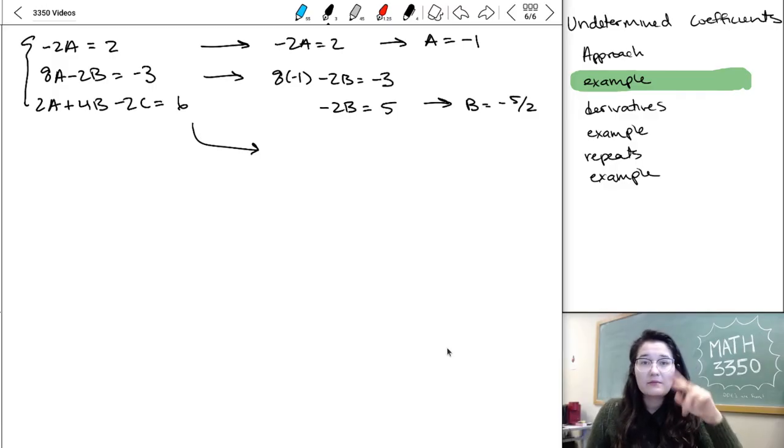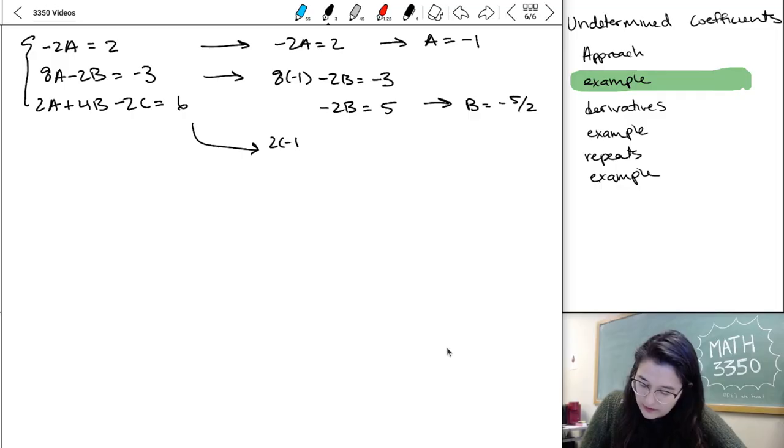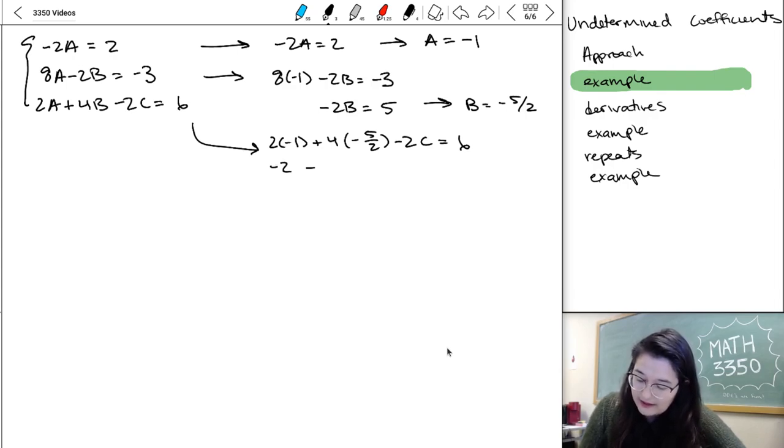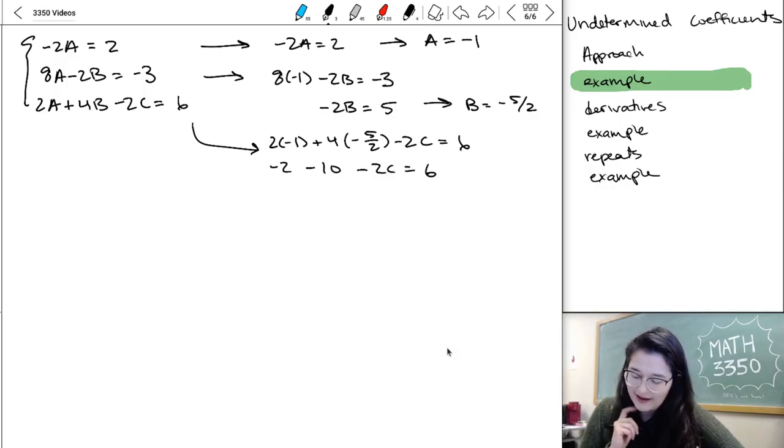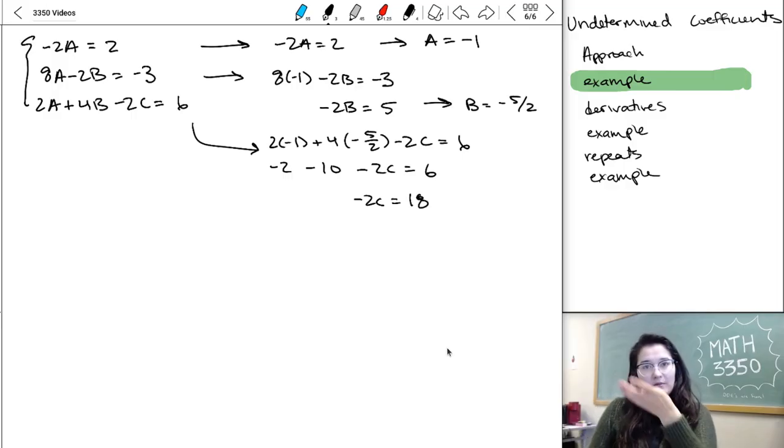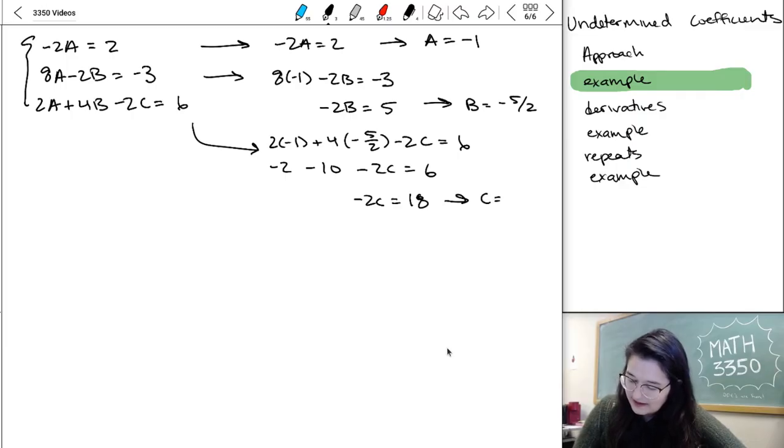And now that I know a and b, I can plug them in here to get c. So I've got 2 times minus 1 plus 4 times negative 5 over 2 minus 2c is equal to 6. So that's minus 2 minus 10. Minus 2c equals 6, or minus 2c is 18, because I moved the minuses over, it becomes plus 2 plus 10. That means that c is equal to minus 9.